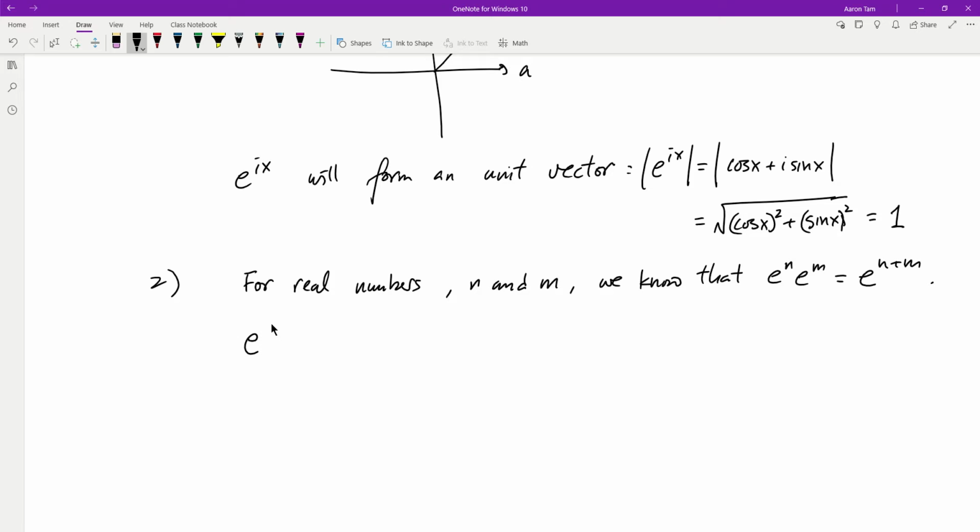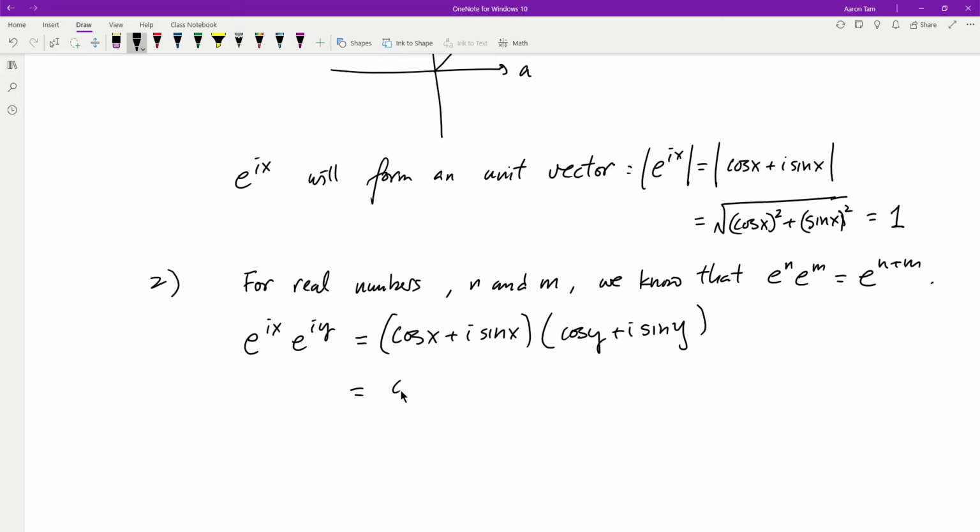So let's see if that's the case. Suppose I do e to the ix multiplied by e to the iy. We're hoping that will equal e to the ix plus iy. So let's see if that's the case. If I do that, this is basically cosine x plus i sine x multiplied by, defining e to the iy the same way, cosine y plus i sine y. So it looks like we just have to FOIL. So I'm going to FOIL.